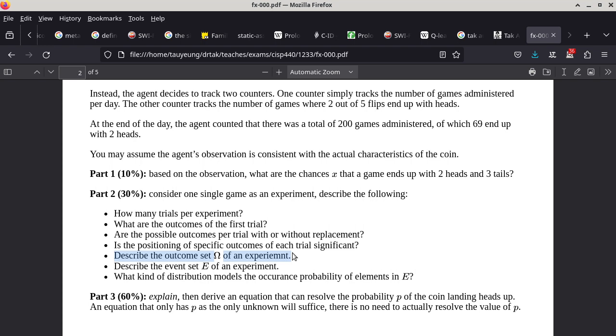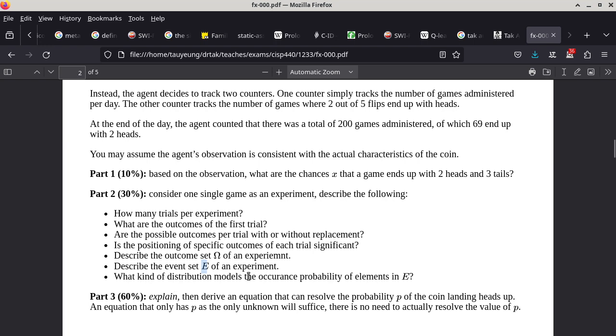Now, if ordering is important, then you have 2 to the power of 5, which is 32 outcomes in that case. Describe the event set E of the experiment. So there are two possible answers to these two parts. If you answer omega with the 32 permutations, which means head, head, tail, tail, tail is one element, and then head, tail, head, tail, tail is another element, then your E is going to have multiple elements. But otherwise, the set E only has one single element.